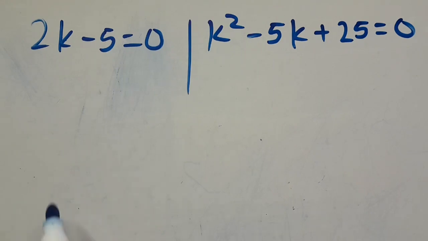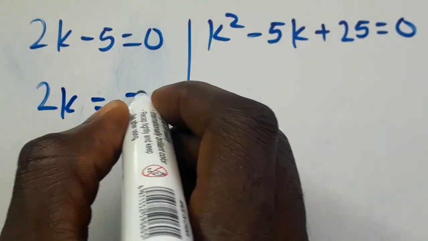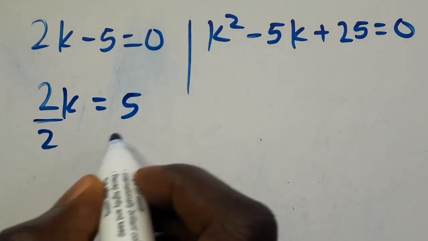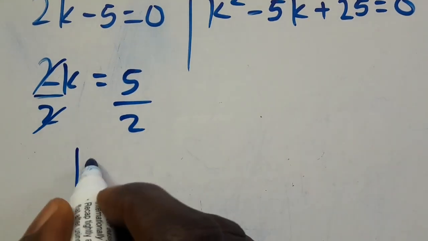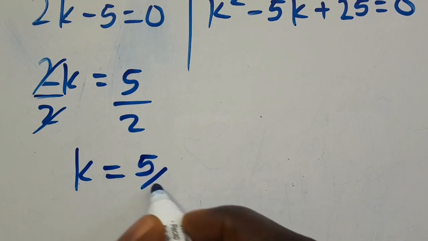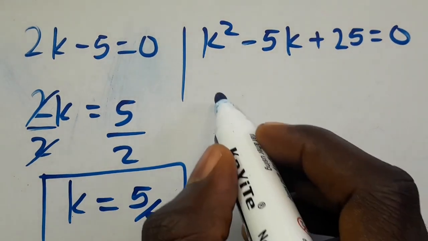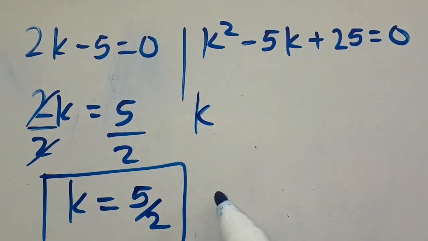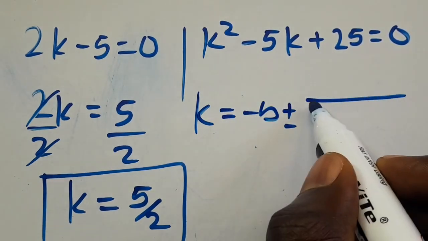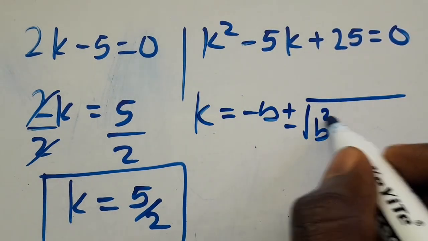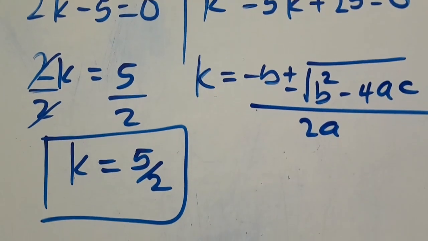Then from here we are going to have 2k equals 5. Dividing through by 2, this and this will cancel, so we are going to have k equals 5 divided by 2 as the first real solution. Then from here we can get the positive value of k by introducing the quadratic formula, as k equals minus b, positive or negative, square root of b squared minus 4ac, all divided by 2a.